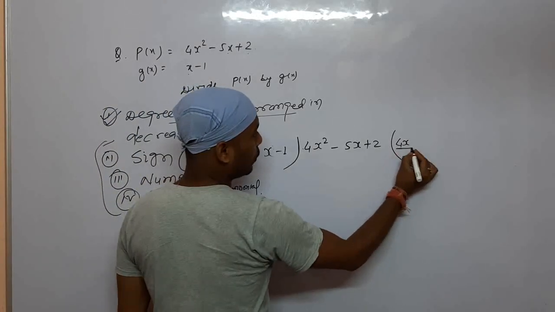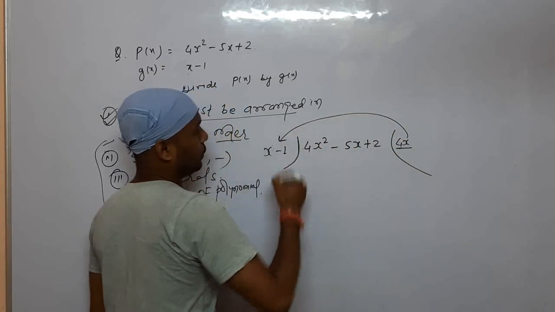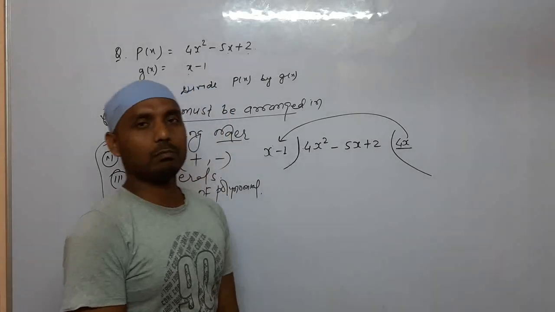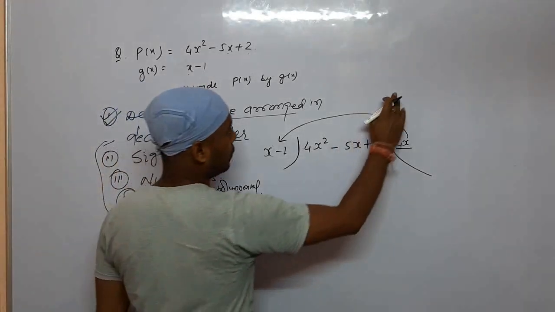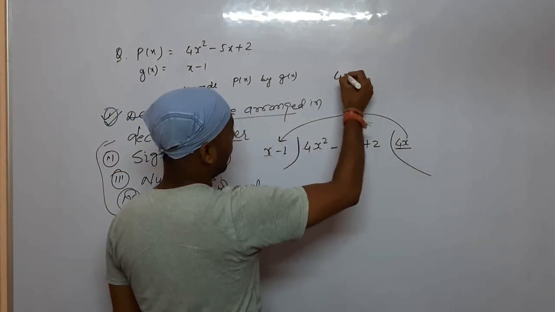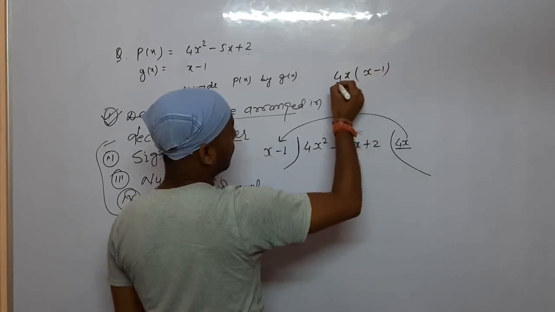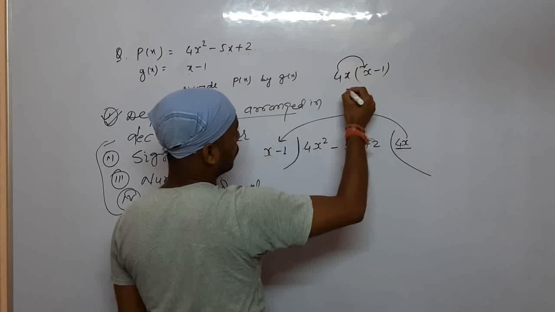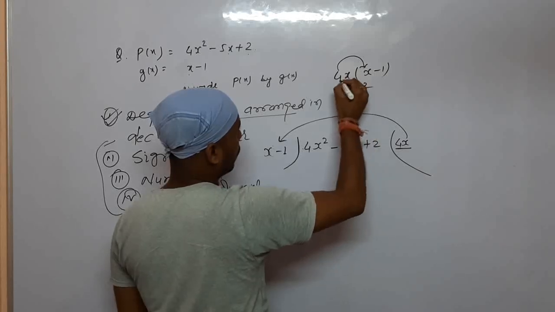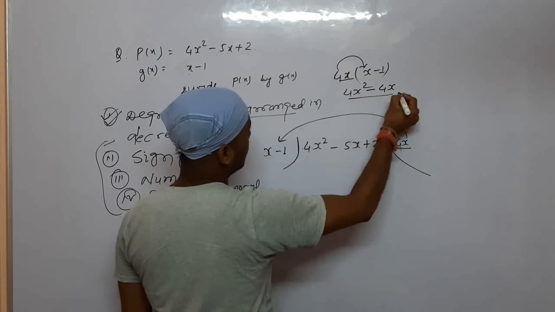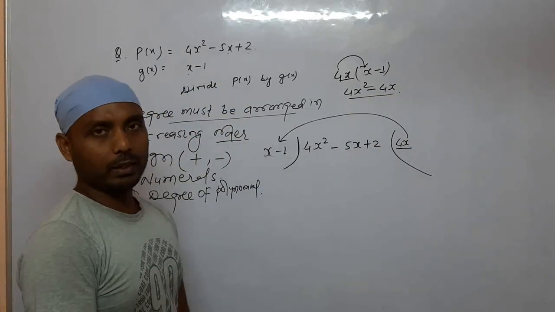Now this term will get multiplied by the divisor. If you get any confusion in multiplication, just do it on the rough side: 4x times (x − 1). Multiply 4x by x, you get 4x². 4x into −1 gives −4x. This is your product.